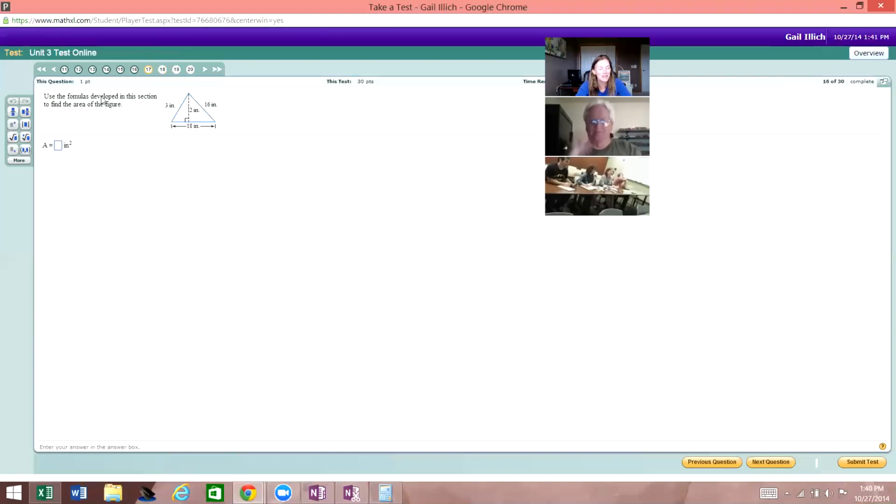All right. Use the formula developed in this section to find the area of the figure. Okay, so this is another one where you're going to want to have your formulas written down, or at least have your notes in front of you. We want to find the area of a triangle. Anybody remember the formula? Base times height divided by 2, or 1/2 base times height. In this case, remember the base is always whichever side length has the perpendicular drawn to it. So in this case, it's going to be the 18. The 18 is the base, and the height is 2.